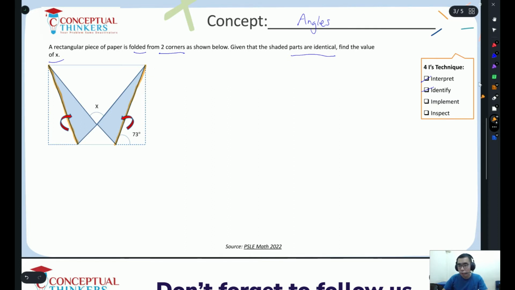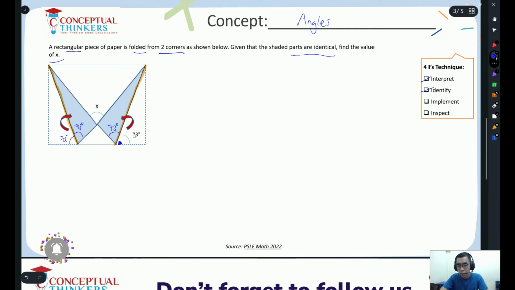Okay, so why is it important to look at the line of symmetry? Because we know that when it's folding and there's a line of symmetry, the angles will be equal. So in this case, this angle will be 73 degrees. We are also told that the shaded parts are identical, so this part here will also be 73 degrees and this part will also be 73 degrees.